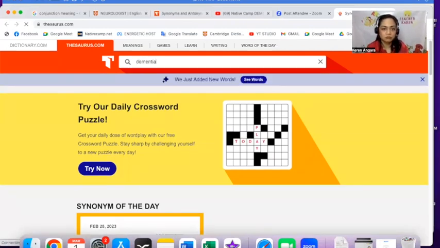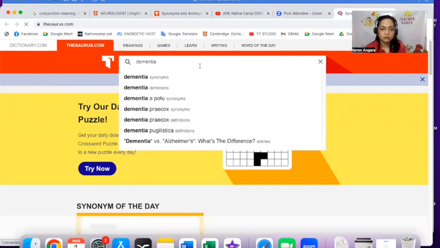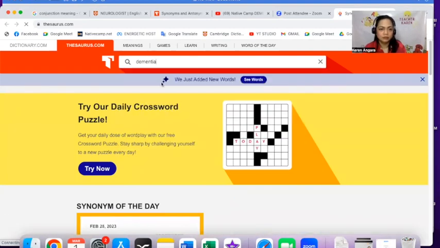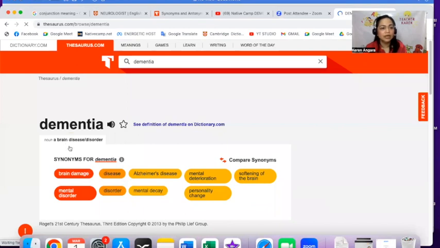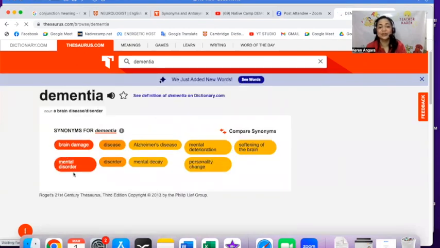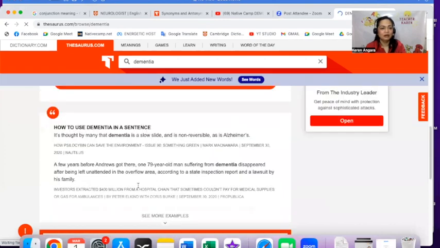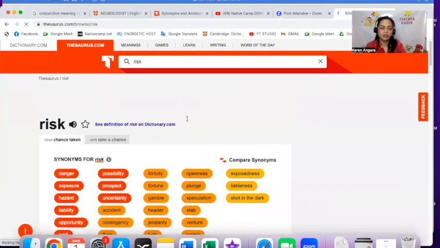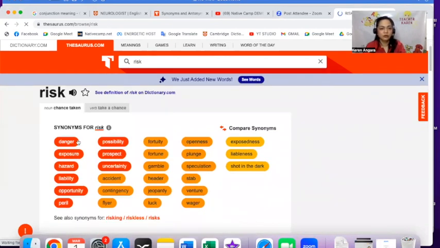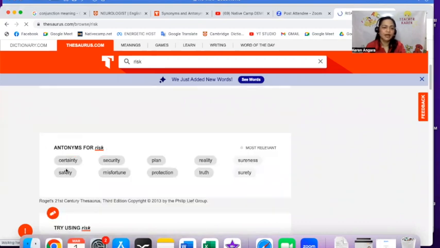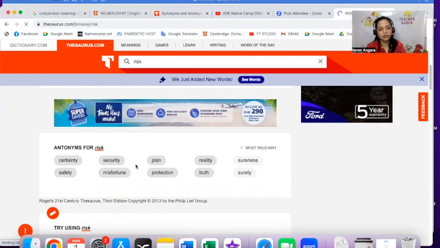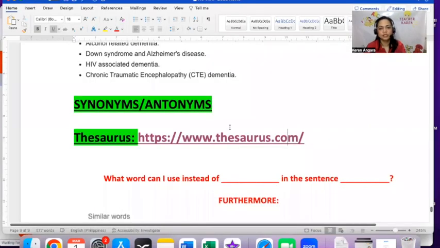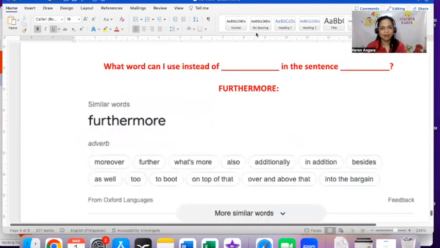Dementia. Let's see. Synonyms. Dementia. Okay, it's a brain damage or a mental disorder. That's a synonym. Okay, pretty good. What about the word risk? Does it have an antonym? So there you go. Risk, danger, possibility, uncertainty. And then we also have antonyms, which would be certainty, security, plan, and so on. So just in case they ask you about that, use thesaurus. All right, there you go.